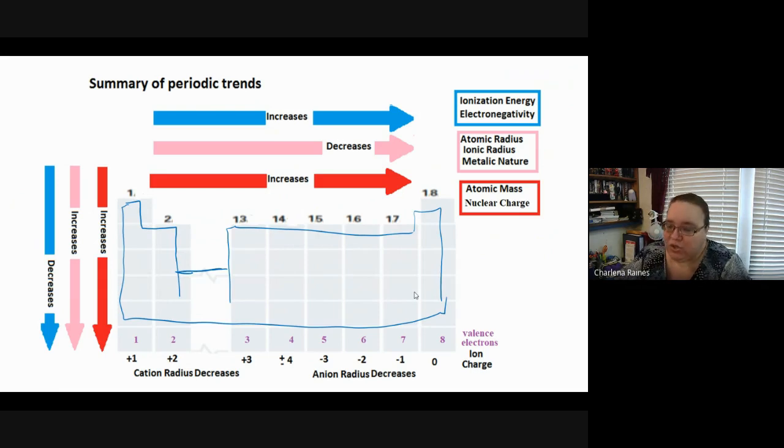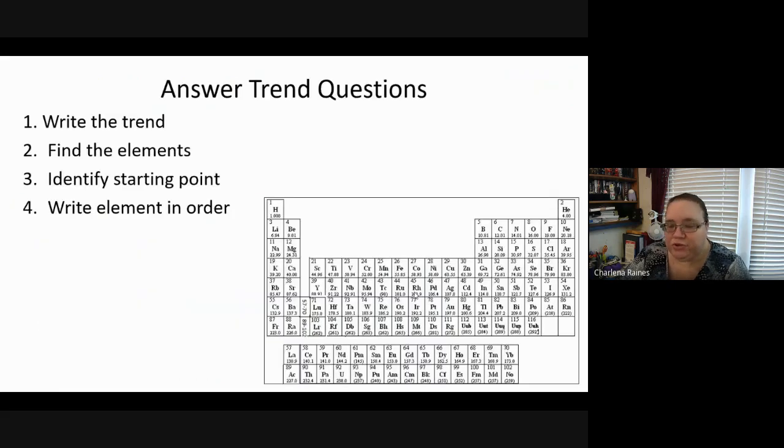So now let's actually use some of our trends to either sequence elements or answer questions. When you're trying to answer trend questions, there are some strategies that will help make it a little bit easier. First and foremost, whether I ask you or not, you really want to write that trend down. Even if it's as simple as just writing the arrow and saying whether it increases or decreases. Having that visual reminder as you are answering questions will help you figure out which element is first, which element is second. Next, you have to find the elements. And that's kind of the challenging part if you've not been playing with the periodic table much.